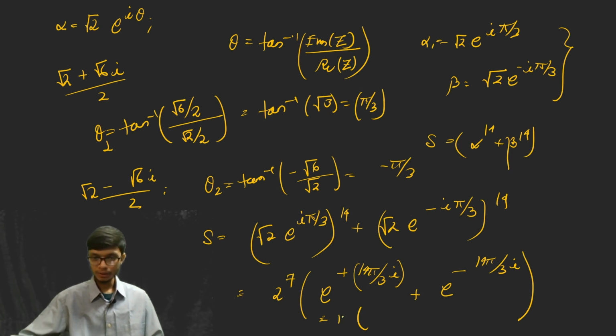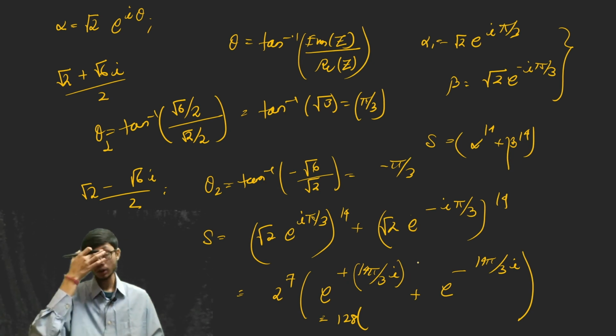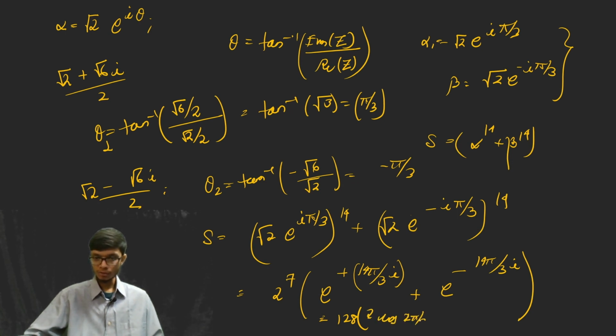this value can be written as e to the power 2 pi by 3 iota plus e to the power minus 2 pi by 3 iota. Now I can make use of the polar notation of the complex number representation, and I will get 2 times cos of 2 pi by 3. So if I use the polar notation, I get 2 to the power 7 into 2 times cos of that particular argument angle.